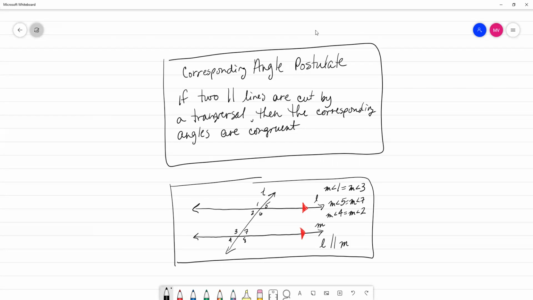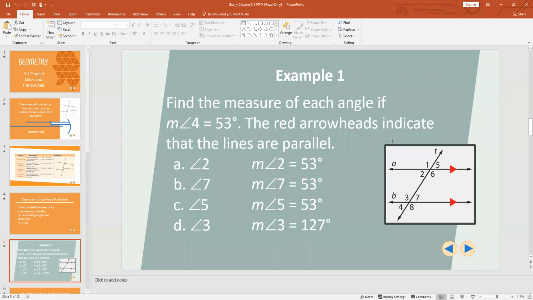So here it is. Okay, so for example 1, they want us to find the measurement of each angle if the measurement of angle 4 is 53 degrees. So let's go ahead and do that.